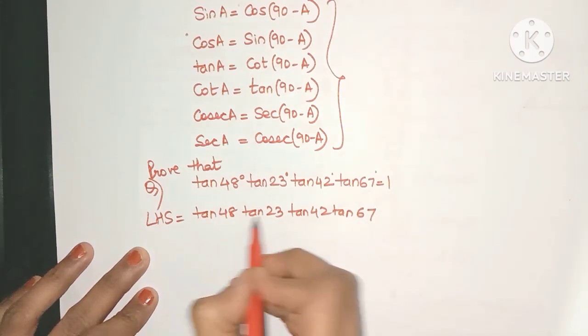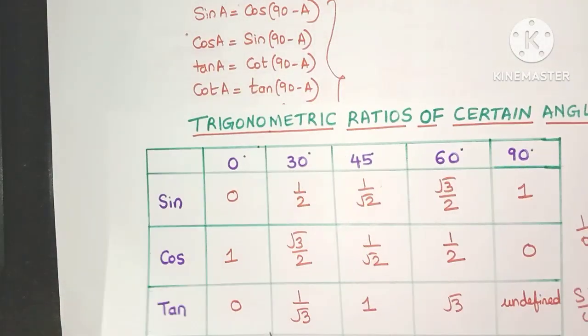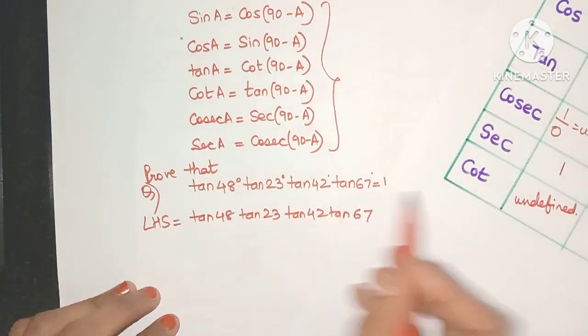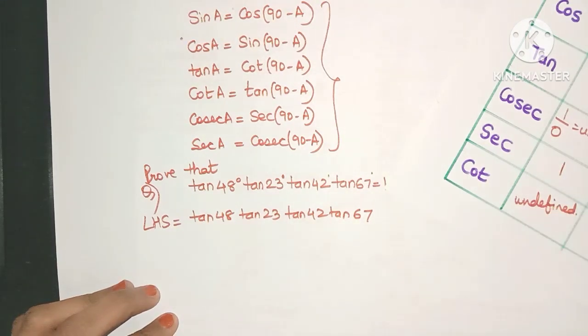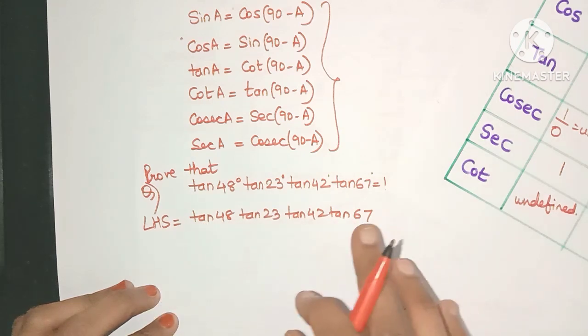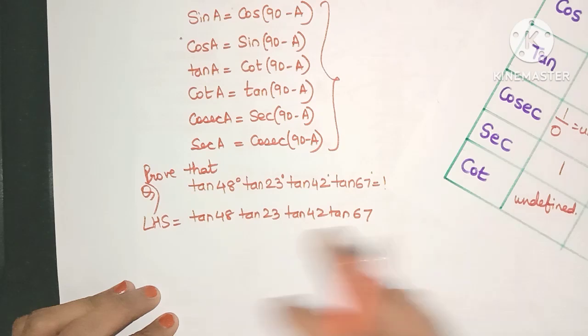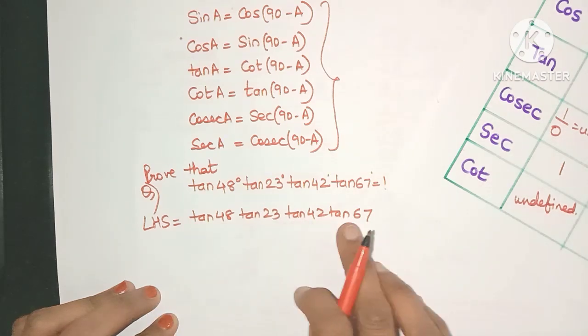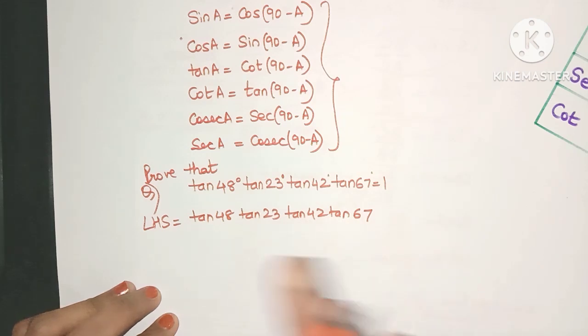So friends, are these some of the standard angles that you have learned over here? No, right? This is 0, 30, 45, 60 and 90. Whereas over here, you don't have these angles 48, 23, 42 and 67. We cannot find out the tangent of these angles without using a log book. You need a log book to actually find out the values of these ratios. But without using the log book, how can you solve this particular question?